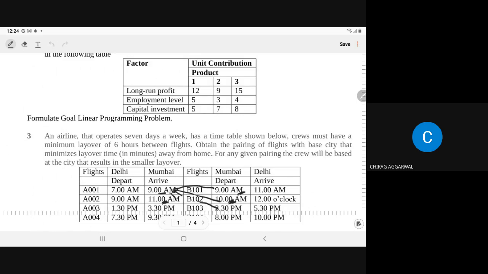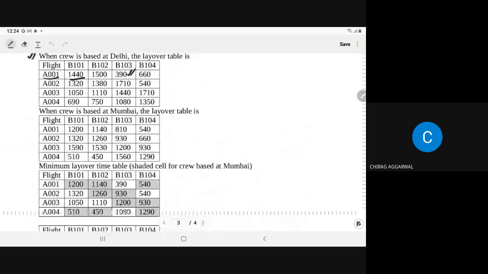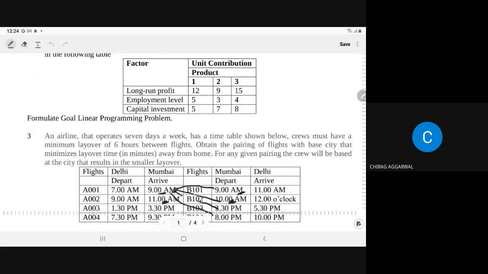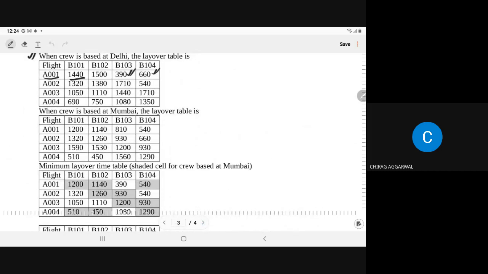Then it is 9 a.m. and 8 p.m., more than 6 hours, so it is 11 hours. 11 hours into 60, total 660 minutes. Clear? Then now he is reaching by 11 a.m. and 9 a.m. on the next day, so 11 and 9, total 22 hours. 22 hours into 60, it is 1320, right?